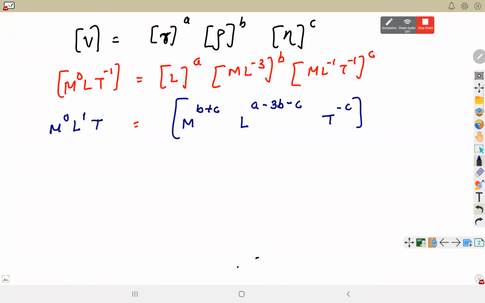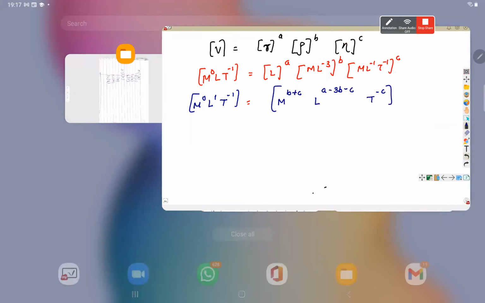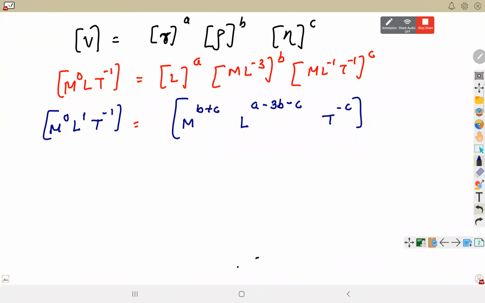M0 L1 T minus 1. Right hand side, club all those dimensions. So now compare on both the sides.